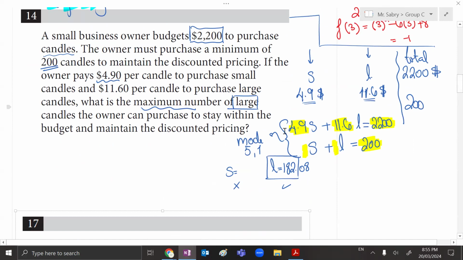Mohannad, you got number 14. You get the whole idea of it. I'm trying the mode 5.3 thing. No, remember it's mode 5.1 now because it's mode 5.1 linear. But you get how we created the two equations themselves? That's the important part.